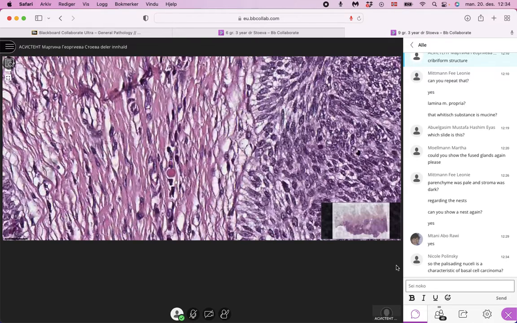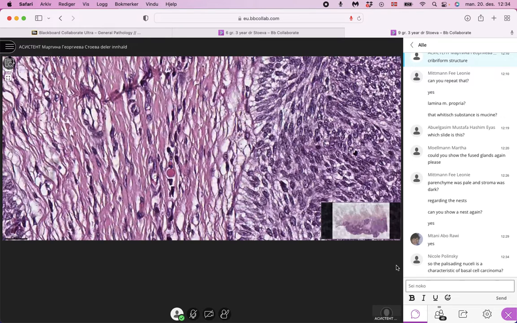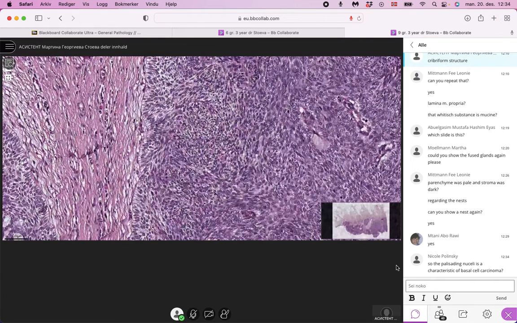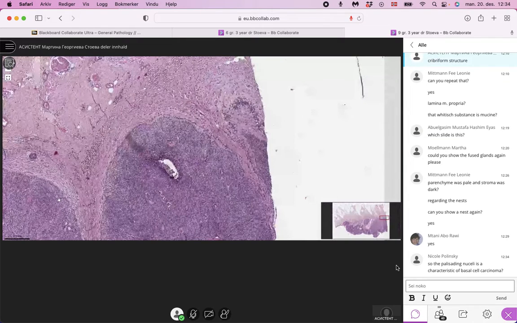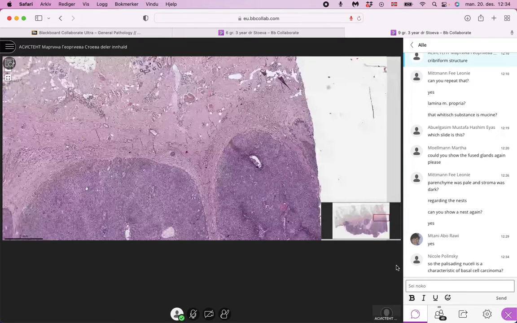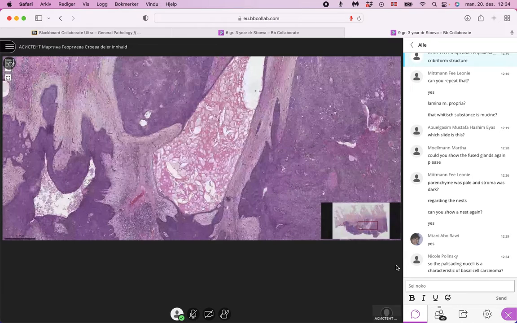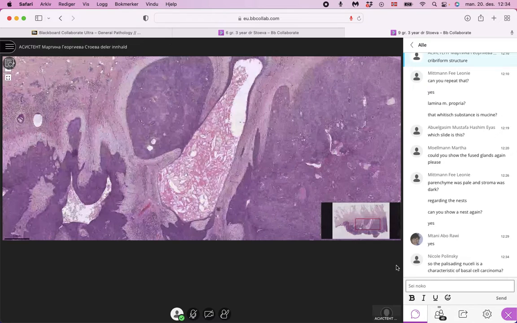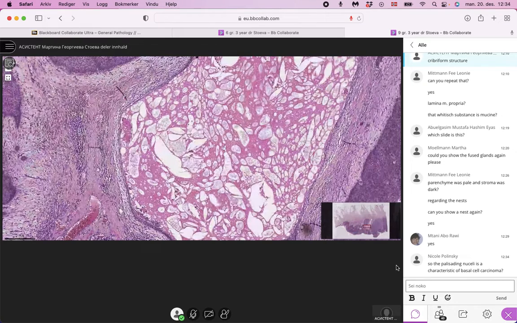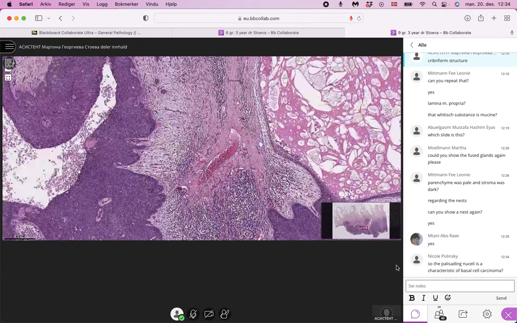Yes, the palisading nuclei peripherally in the nests are a quite characteristic feature of basal cell carcinoma. This thing in the center, this is some degenerative changes, cystic changes, visible here and there.